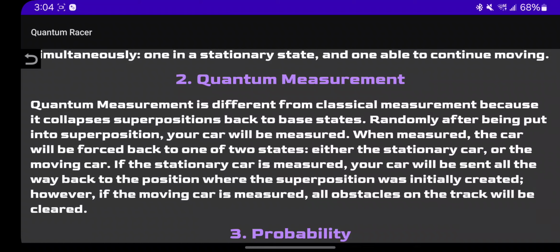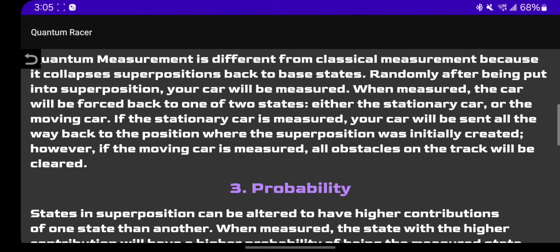Then we must talk about quantum measurement. It's different from classical measurement because it collapses that superposition back to the base states. After we put you into superposition in this game, you will be randomly measured, and you will be sent either back to the stationary car that was split apart initially, or to the moving car that's continuing to move. If the stationary car is measured, of course, all the progress you've made so far is lost. This is one of the key aspects of superposition and why measurement is so important.